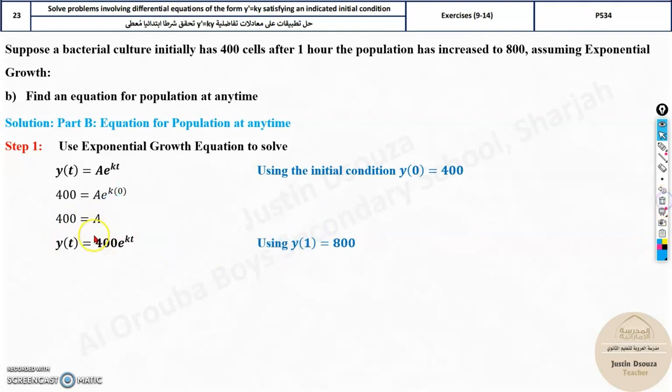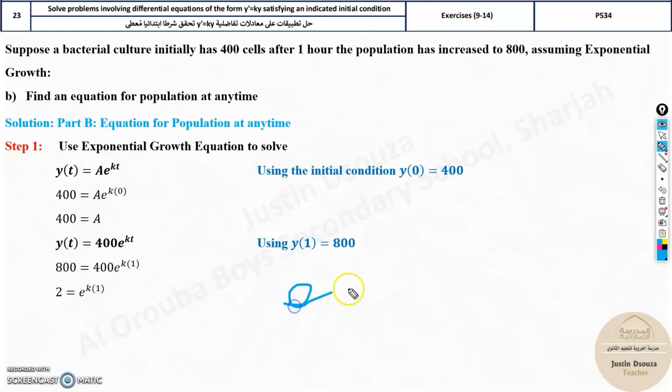That means y of t equals 400 e power kt. But do you know what the k value is? No, let's solve for that now. All you need to do is take the other equation. When 1 hour, you know it is 800, right? Let's put t as 1. At y of 1, it was given, it's 800. So I'll substitute 800 equals 400 e to the power k times 1. Now let's divide both sides by 400. You will get 2 equals e to the power k into 1, which is basically e power k.